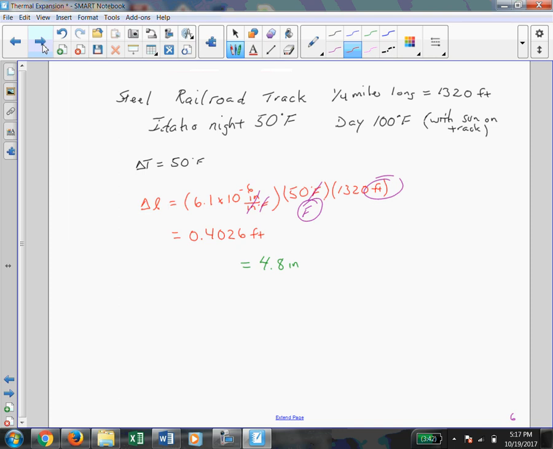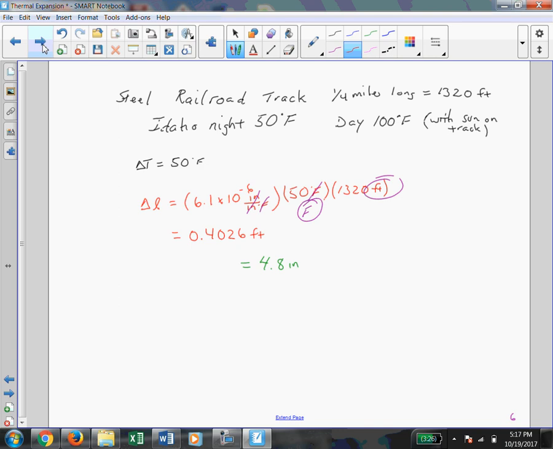Just out of interest and curiosity, if you wanted to look at a steel railroad track, 1/4 mile long, 1,320 feet long, say we have an Idaho night of 50 degrees Fahrenheit, and we're going to get hot in the day, 100 degrees Fahrenheit, and maybe it's really only 80, but the steel is going to be having the sunshine on it with the radiant heat load and all that good stuff. We're going to see a change in temperature of 50 degrees Fahrenheit. Run the calculations, and I've already crossed out the units for you. You'll see that we're going to grow 0.4026 feet. Kind of a nifty calculation to go down to the 10,000th.